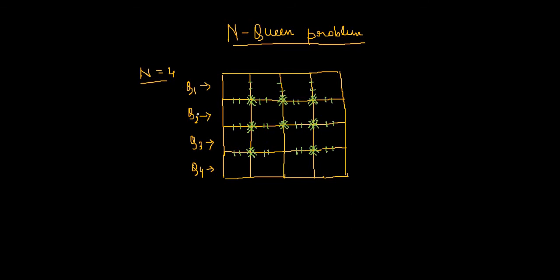these queens have to be placed in such a way that they cannot see each other. Suppose queen 1 doesn't have any idea about the other queens. Similarly for queen 2, queen 3 and queen 4. So the king wants to place these 4 queens in such a way that they will not see each other.